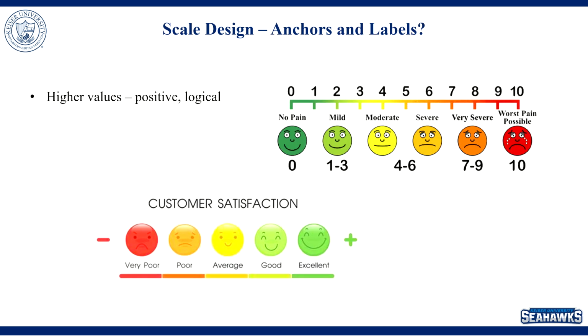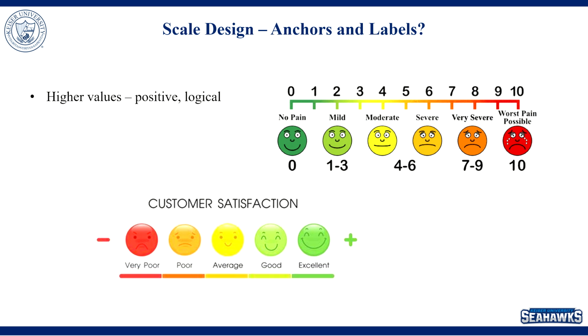Also, when you're considering the anchors and the labels that are used, there's research that kind of goes both ways sometimes. However, in general, there's some agreement that, for instance, if a survey is looking at something like customer satisfaction, then you would want to have lower numbers being lower level of satisfaction, higher numbers being higher levels of satisfaction. Also, labels that are consistent, that are not perhaps leading in one direction or another.